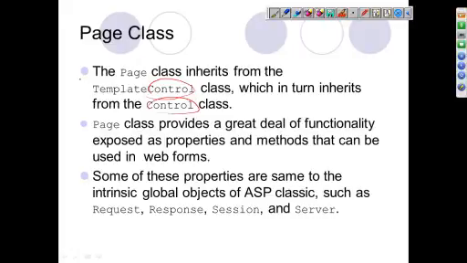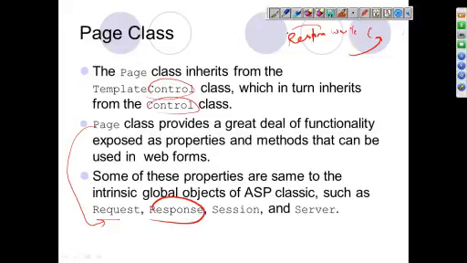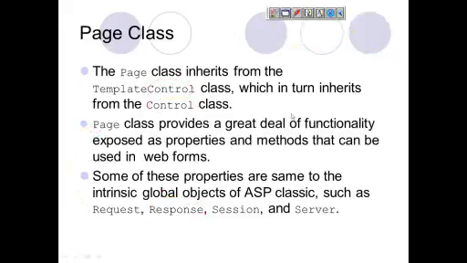Some of these properties are same as objects. So this page class, when we are using a page class, we are able to write this line of code, response.write. We wrote this line of code to display on the page. So response object, how is this available? Because we are using a page class. When you are using a page class, through page, request, response, session, server, these objects also will be available.